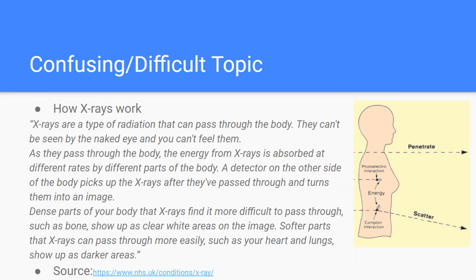When they pass through, they just penetrate, and they can't be seen by the naked eye, and you can't feel them. And as they pass through the body, the energy from X-rays is absorbed at different rates by different parts of the body. And this is going to cause the radiation to scatter, as you can see on the bottom of the image. And the detector on the other side is going to pick up the X-rays after they've passed through and turn them into an image.